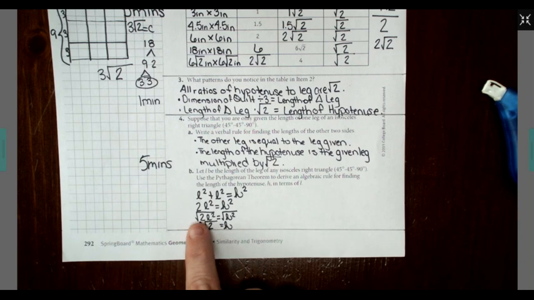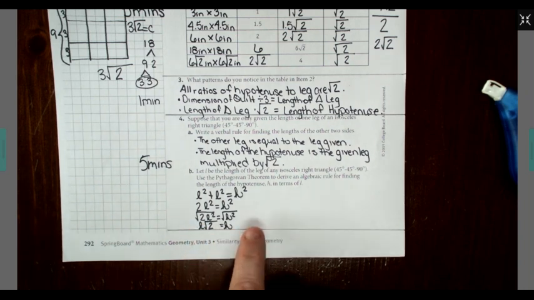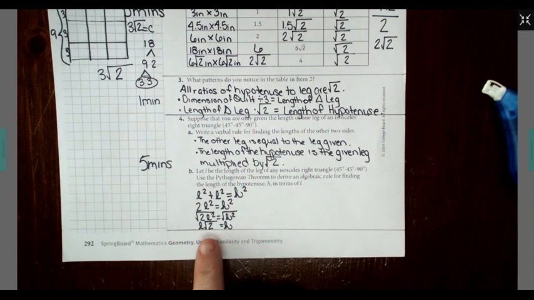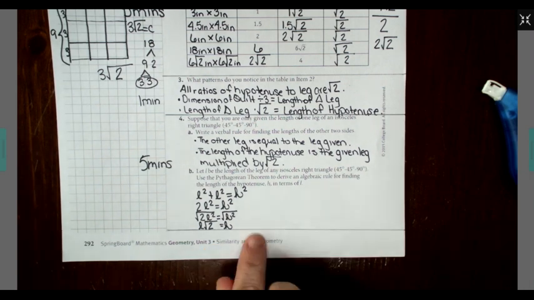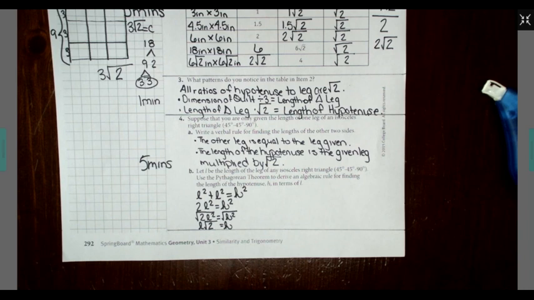So I have the square root of 2L squared equals the square root of H squared. Well, I can take the square root of L squared, that's L, and I can take the square root of H squared, that's H. So I have L times the square root of 2, because that stood alone, couldn't come out, equals H. On to the wrap up.